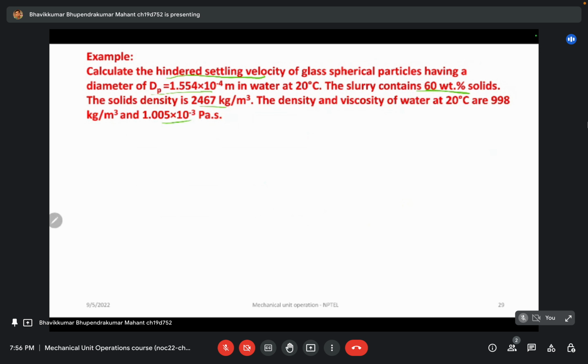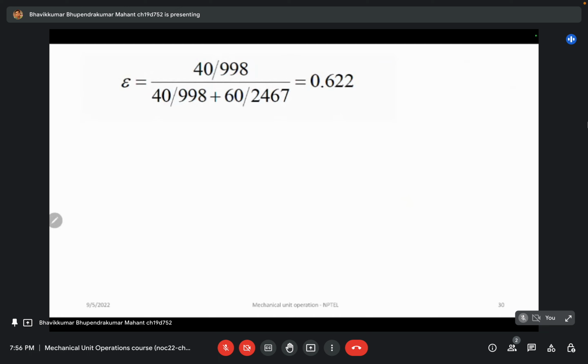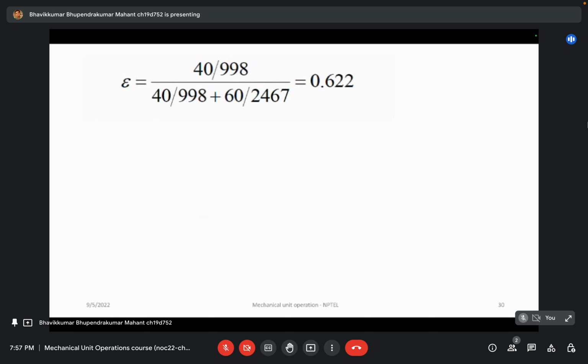We just need to use the equation which is different here. The density of particle is 2467 kg per meter cube, the density of water is 998, mu of water, and the weight fraction is 60%. So here we need to find the fraction epsilon. Here 60% is the particle, the slurry, and 40 is the water. So 40 divided by the density of water 998, plus 60 divided by 2467. At the end you will get the fraction epsilon equal to 0.622.